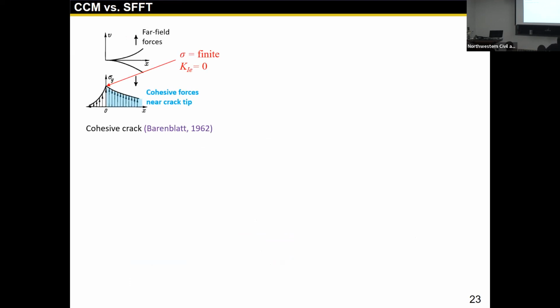And in fact, this is not the first time someone has come up with this idea. As early as the 1960s, Barenblatt and Dugdale and others proposed this cohesive crack model, where they consider some finite attractions existing between two already separated fracture surfaces. If we consider that, then the stress field near the tip is updated to this. The local stress is no longer infinite as predicted by linear elastic fracture mechanics. It becomes finite. That means the effective stress intensity factor must be 0.